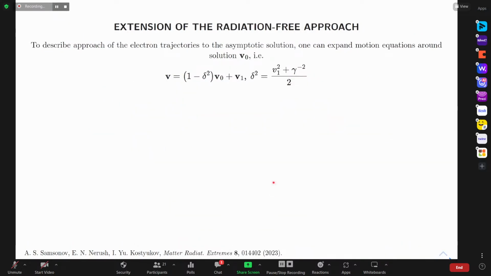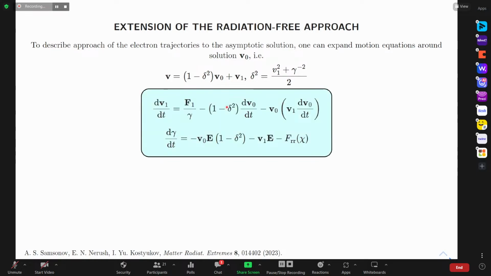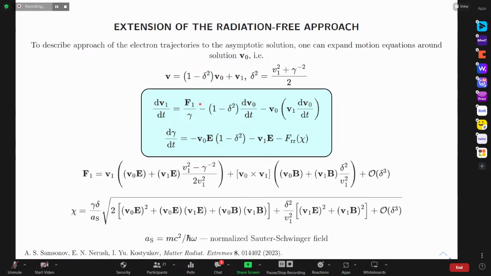In that case, it's more practical to develop a sort of perturbation theory, assuming that the electron velocity is not exactly coincident with this radiation-free direction, but slightly deviates from it. This perturbation procedure can be carried out in the general case for arbitrary field configuration, and we can obtain the following simplified motion equations, where terms like F1 and chi can be explicitly written as expansion series in a small parameter of this problem, which is denoted as delta here.